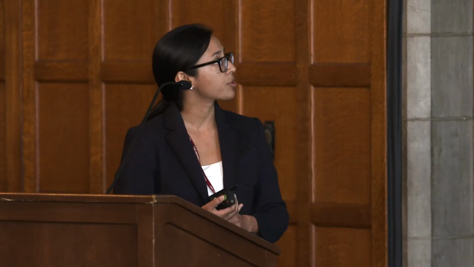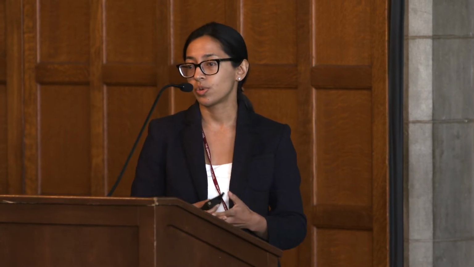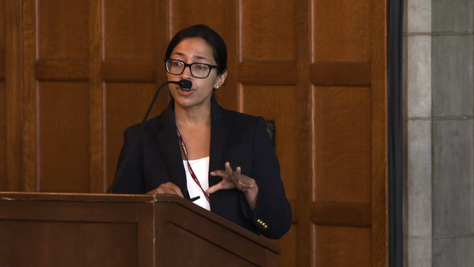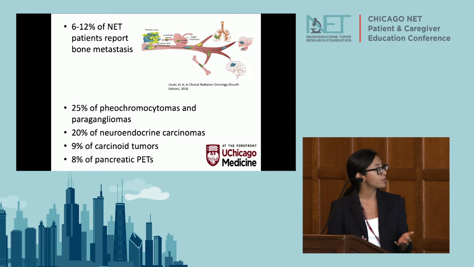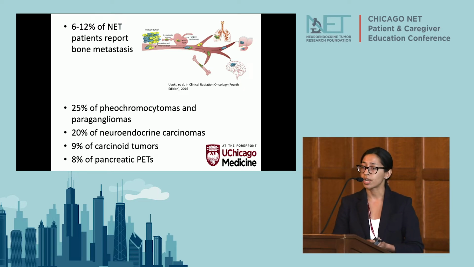So 6 to 12% of patients with neuroendocrine tumors report bone metastasis, and the spine is just one area which these mets can go to. The different neuroendocrine tumors have different percentages where they go to the bone. So 25% of patients with pheochromocytomas or paragangliomas present with bone metastasis, and an even lower percentage of the other neuroendocrine tumors.